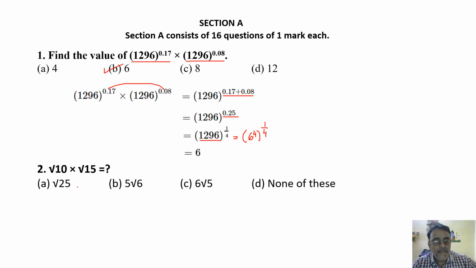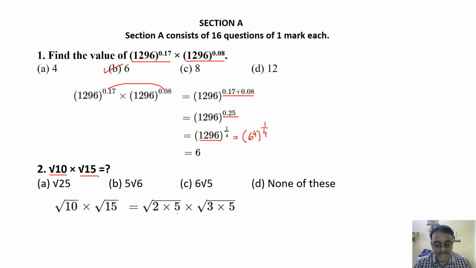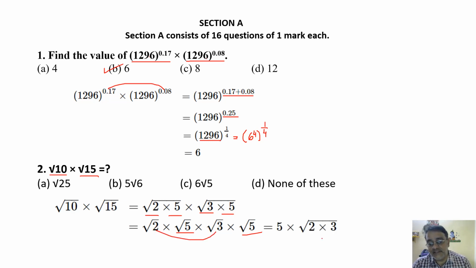Right, next question. Root 10 into root 15 is equals to dash. So first we will split root 10 as root over 2 into 5, and root 15 we can write root over 3 into 5. Right, फिर इसको फिर से split करेंगे, root 2 into root 5, root 3 into root 5. So root 5 into root 5 will become 5, and root 2 into root 3 will become root over 2 into 3, that is root 6. So correct answer is 5 root 6, and the correct option is option B.